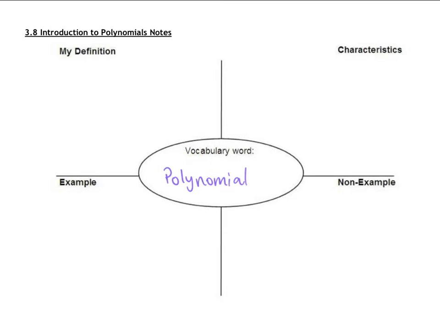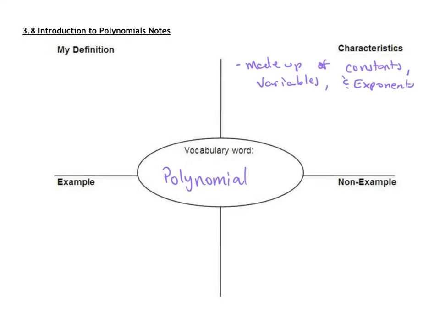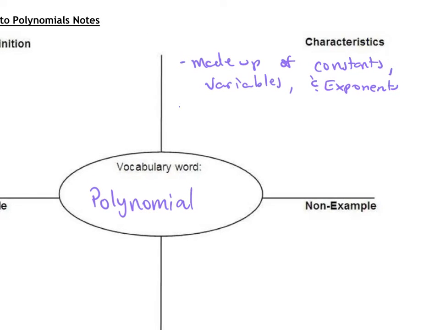So a polynomial is a few different things. First of all, it's made up of constants, so numbers, variables, so letters, and exponents. I can zoom in a little bit more because I'm writing a little big. Exponents must be positive whole numbers.